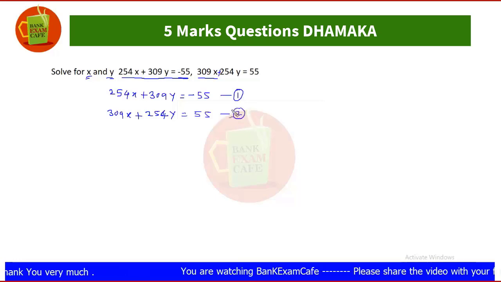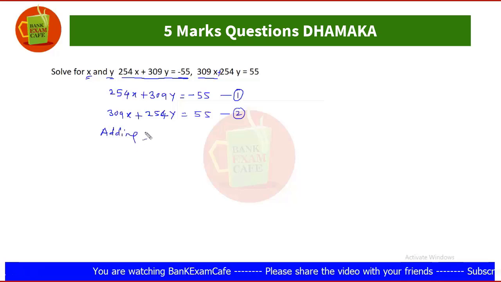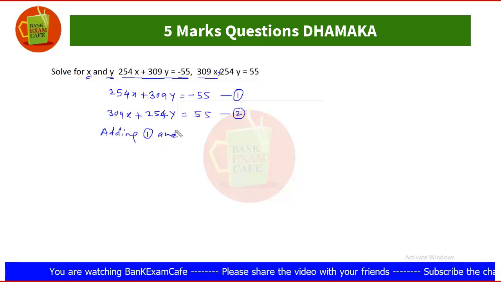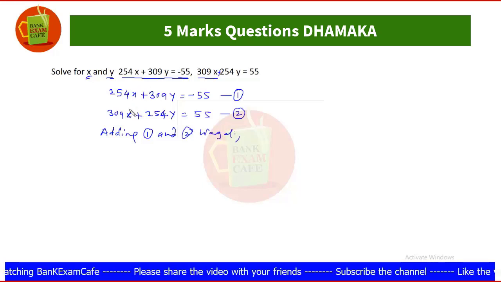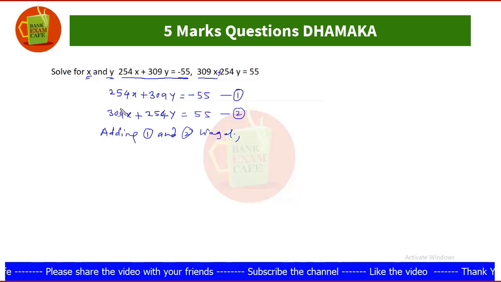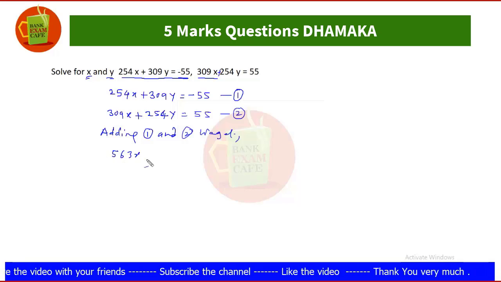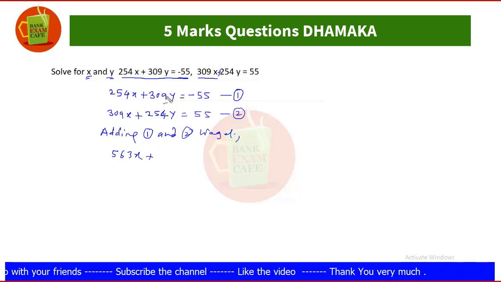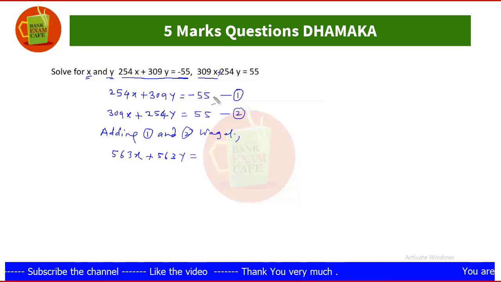So adding 1 and 2, if you add these two, you will get 563x, plus if you add this, you will get 563y, which is equal to minus 55 plus 55, that will be 0.